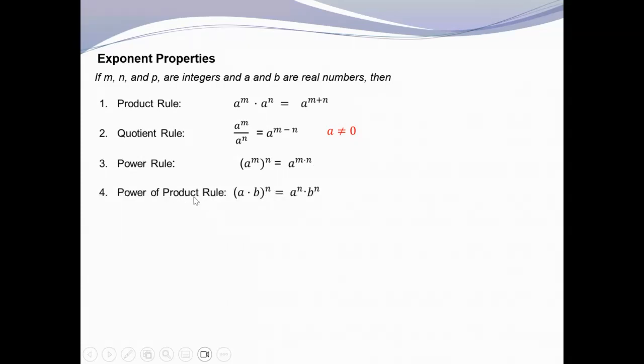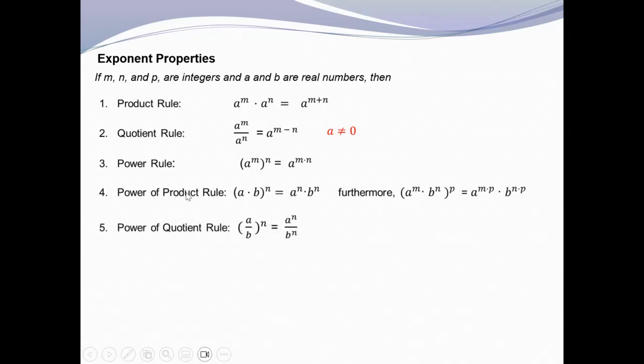This is called the power of a product rule. If you have a times b to the n, then it will be the same thing as a to the n times b to the n. And I'm going to show an example of each one of these properties in the next slide. And furthermore, if you have a to the m times b to the n raised to the p power, it's going to be a to the m times p times b to the n times p.